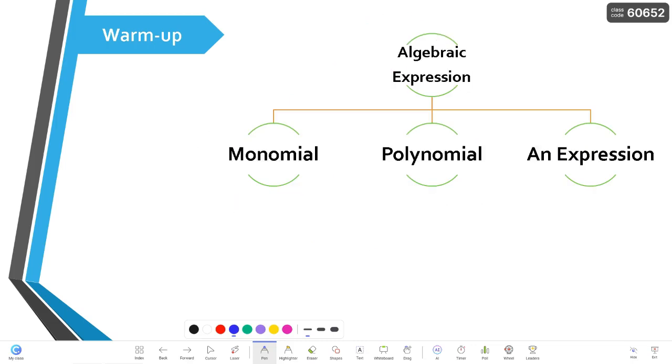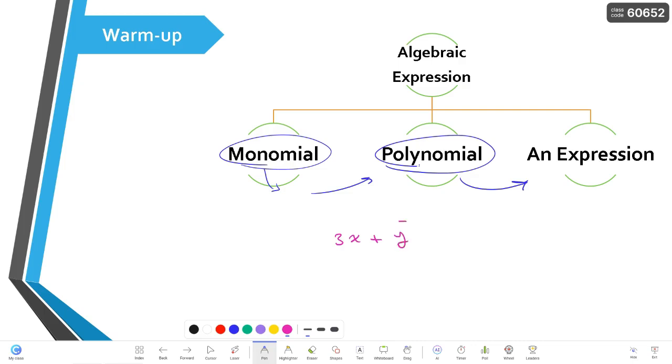So here, generally, this is called an algebraic expression. If your algebraic expression has only one term or one thing, we usually call this a monomial, and any monomial is basically a polynomial. If you have more than one term, you can say it's a polynomial. If we have something like a negative exponent, it's neither a monomial nor a polynomial, so it's just an expression. For example, to understand what I'm talking about, if we have something like 3x plus y raised to the power of negative 2.